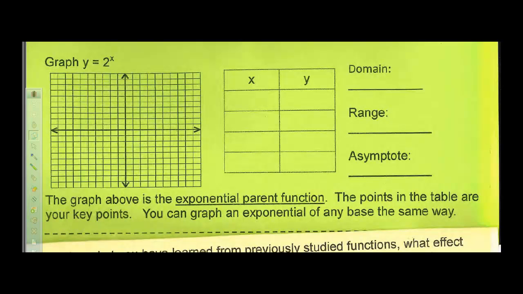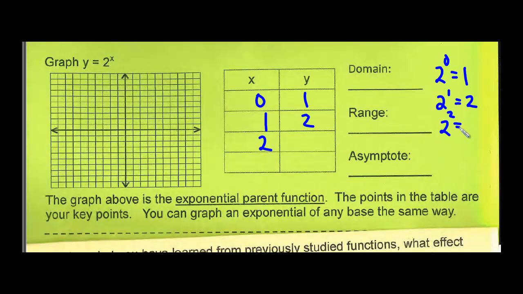We begin our unit on exponentials with graphing an exponential parent function. Let's take the graph of y equals 2 to the x power. When x is 0, 2 to the 0 power is equal to 1. When x is 1, 2 to the first power is equal to 2. When x is 2, 2 to the second power is equal to 4. And when x is 3, 2 to the third power is equal to 8.